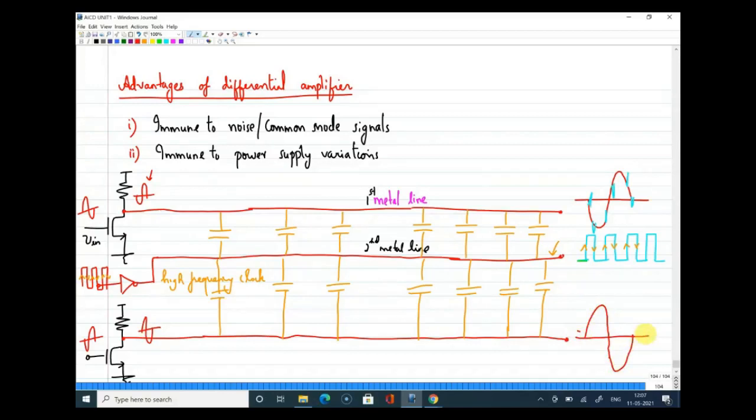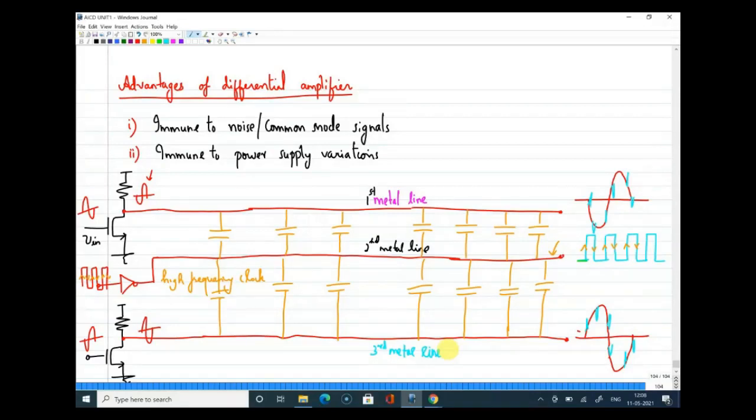Now, when there is a change from low to high, the same change will be reflected here, then here, then somewhere here, like this. All right. So what I'm trying to say here is there are two metal lines, and this is your third metal line. Since there is a high frequency clock flowing through the second metal line, the changes in that metal line are coupled to the top and the bottom line in the form of spikes.